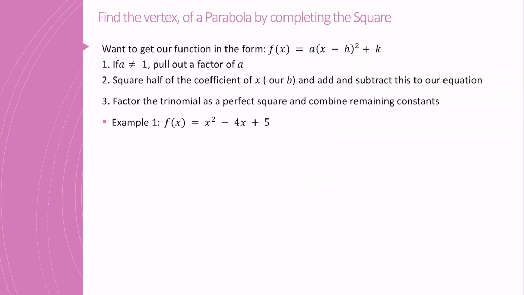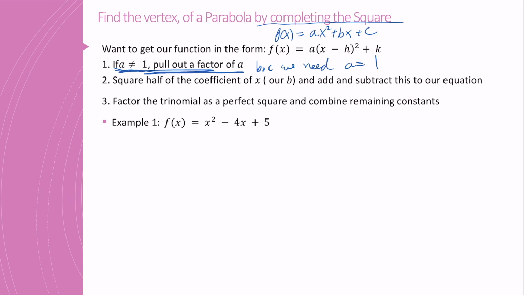For these next two examples, we're going to be taking our standard form quadratic equation and rewriting it as vertex form. The way we're going to do that is partially by completing the square. So our first step, as always, with completing the square is making sure our a is 1. If a doesn't equal 1, we pull out a factor of a because we need a to be equal to 1.